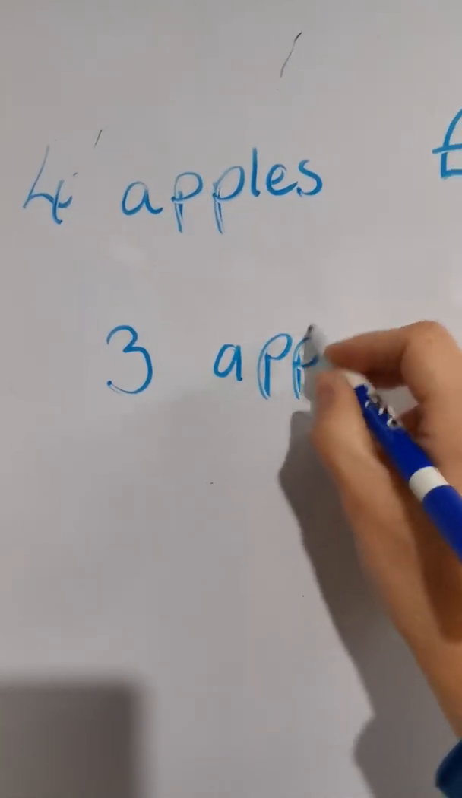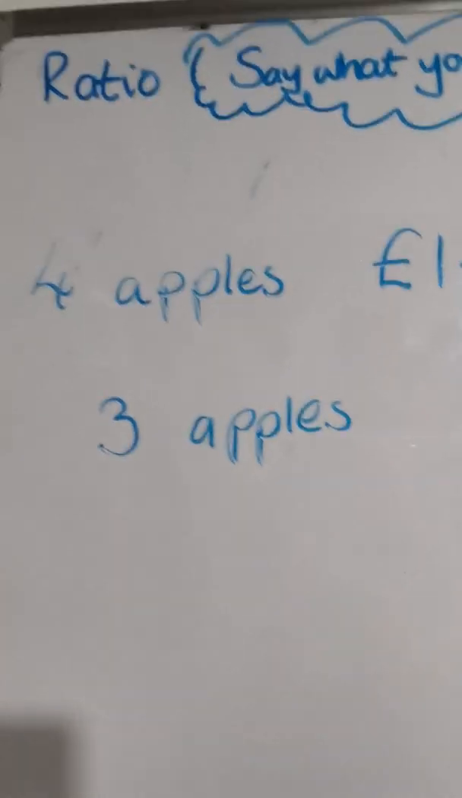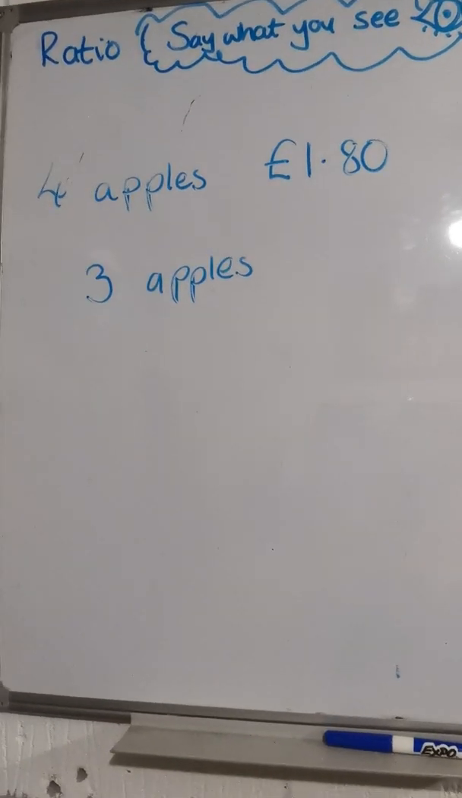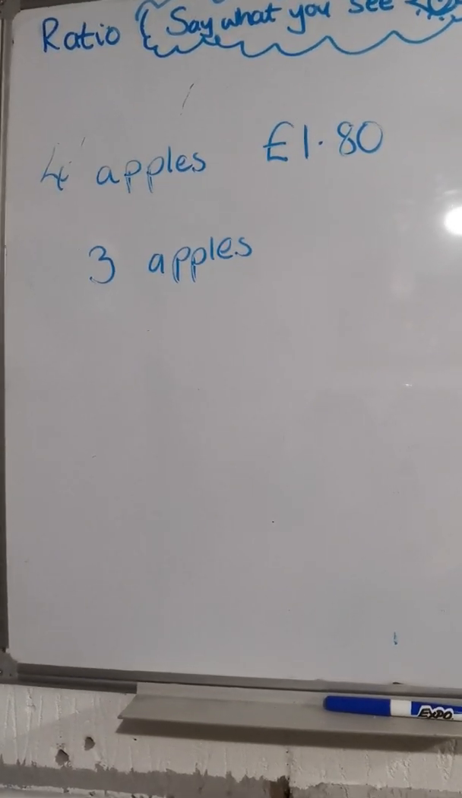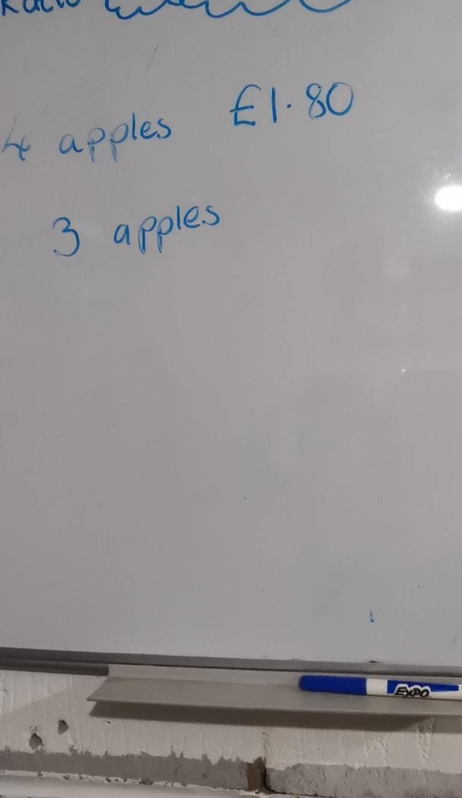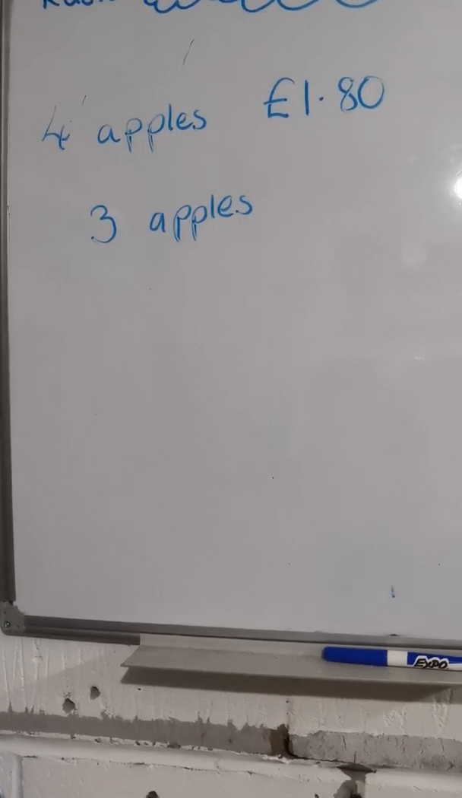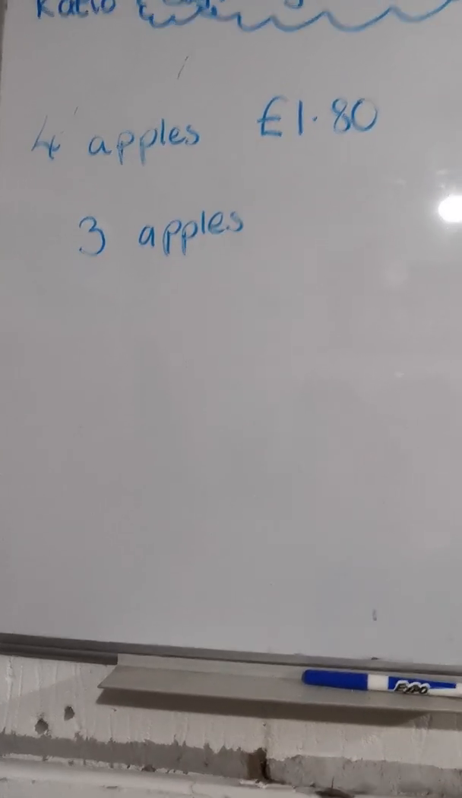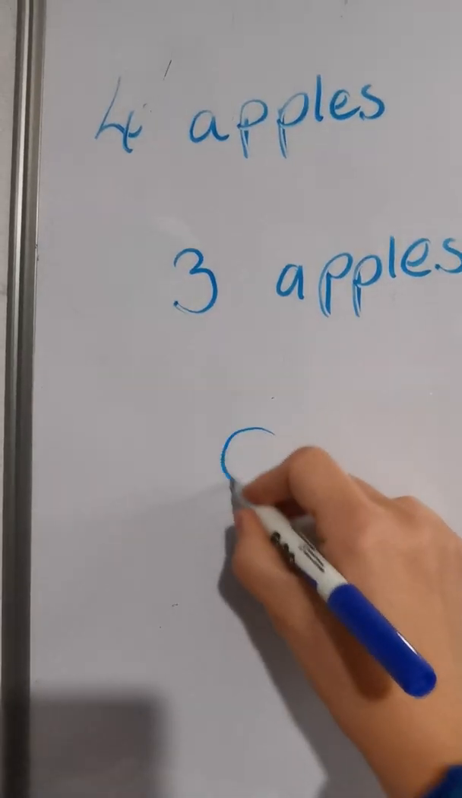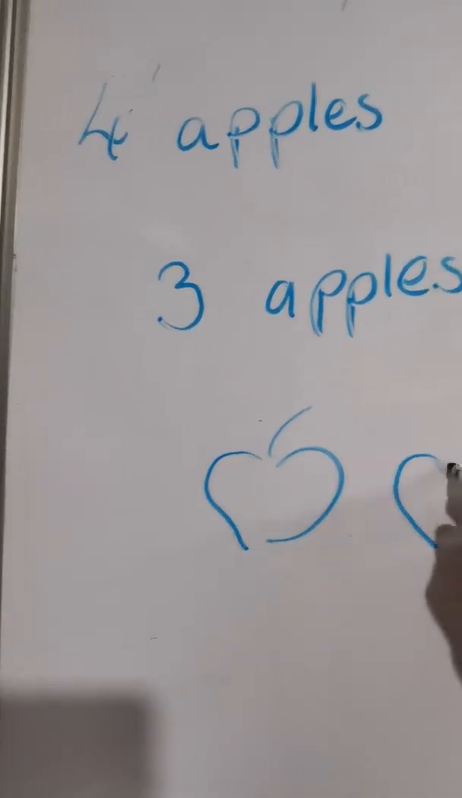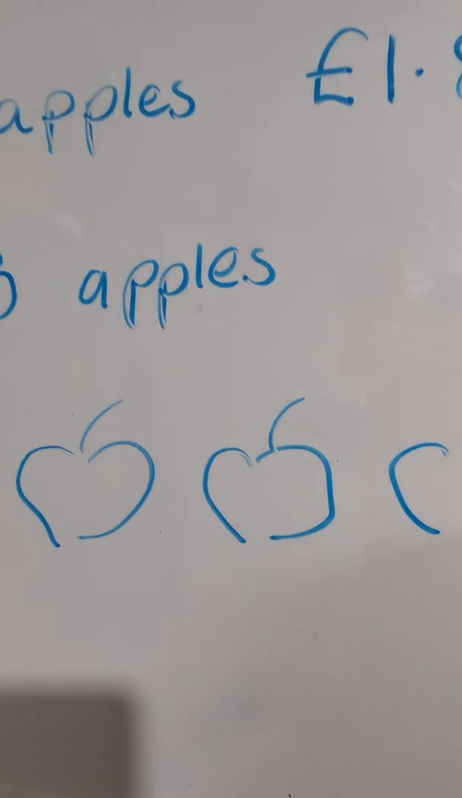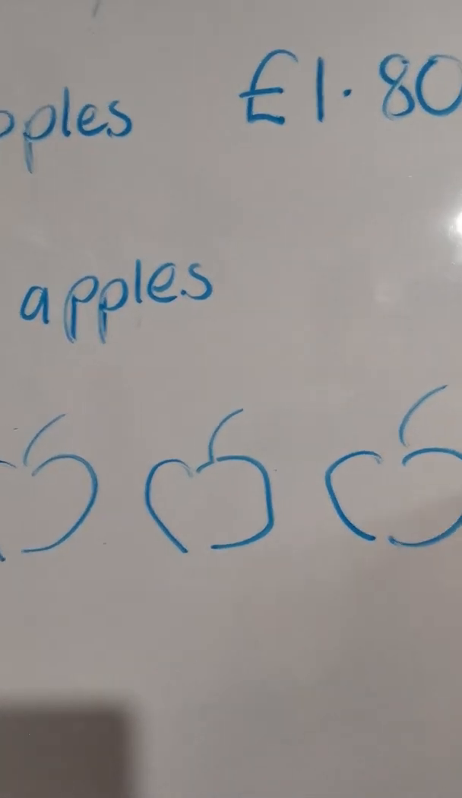Mrs. Bromley goes to the supermarket and buys 3 apples. She wants to know how much that is going to cost based on how much I have paid for my apples. So how do we do that? Well, I can draw out my apples. There's a little picture to help me.